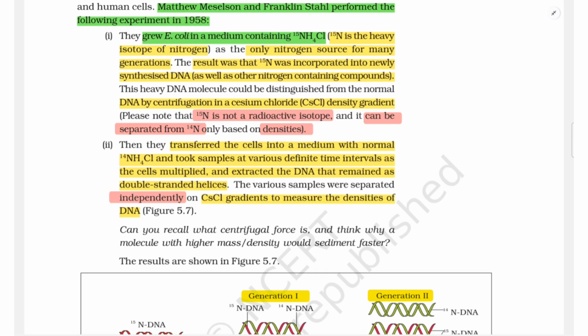Number 2. Then they transferred the cells into a medium with normal N14H4Cl and took samples at various definite time intervals as the cells multiplied, and extracted the DNA that remained as double-stranded helices. The various samples were separated independently on cesium chloride (CsCl) gradients to measure the densities of DNA, figure 5.7. Can you recall what centrifugal force is, and think why a molecule with higher mass or density would sediment faster?